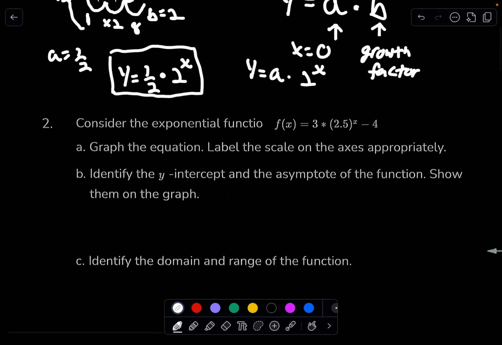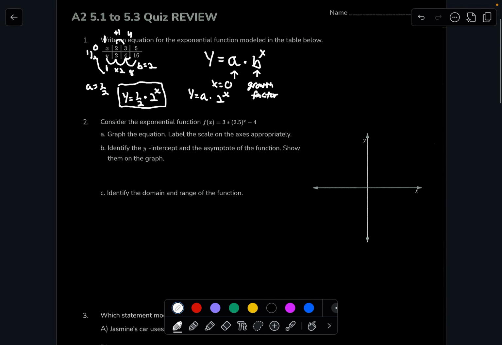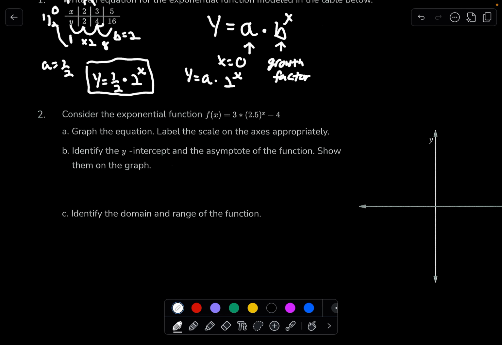Now, consider the exponential function f of x equals 3 times 2.5 to the x minus 4. And it says to graph the equation. To graph the equation, you need to realize that your grid does not have anything on it. It's just axes. So you look at this, and it automatically tells you there's a horizontal asymptote at y equals negative 4, because the whole graph is shifted down. So that's the asymptote.